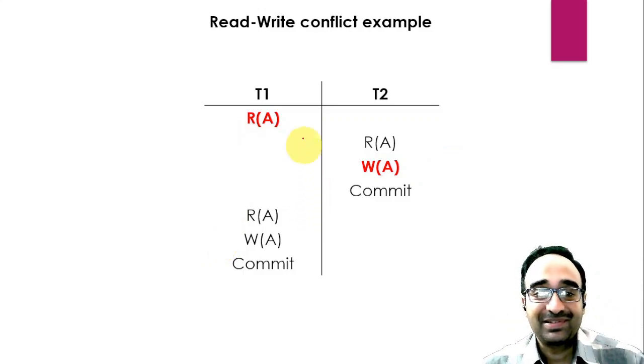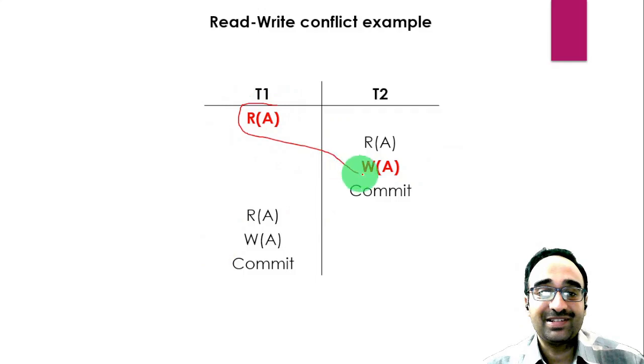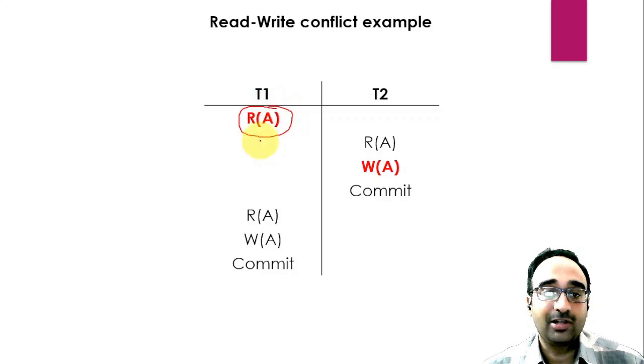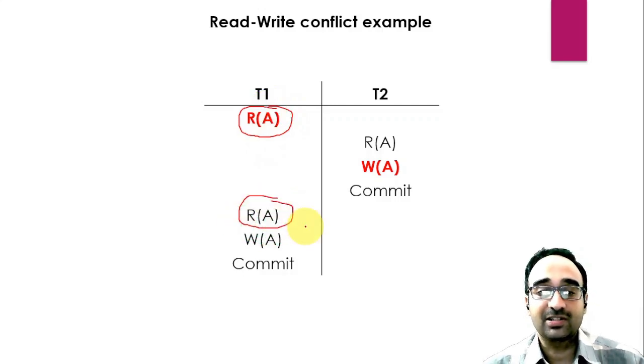Right. So this is the bad thing with read write conflict, which is also called unrepeatable read, because whatever value you have read before has changed when you read again. That's why it is called unrepeatable read. So here you will get 1000, and here you will get a different value, which is 0.